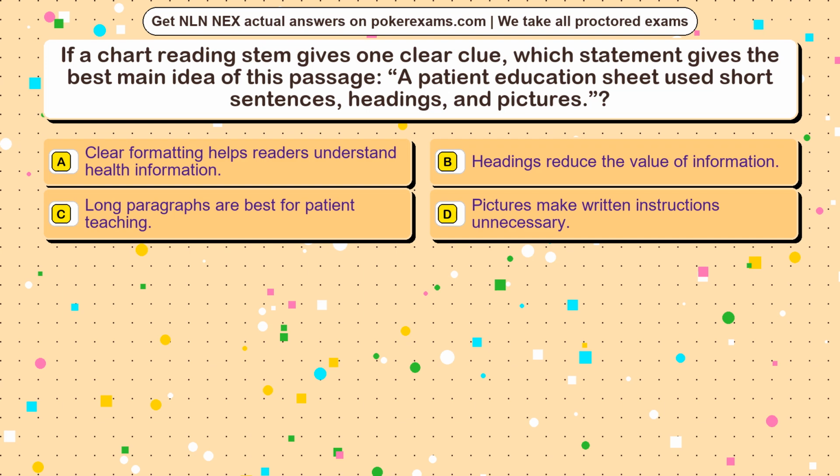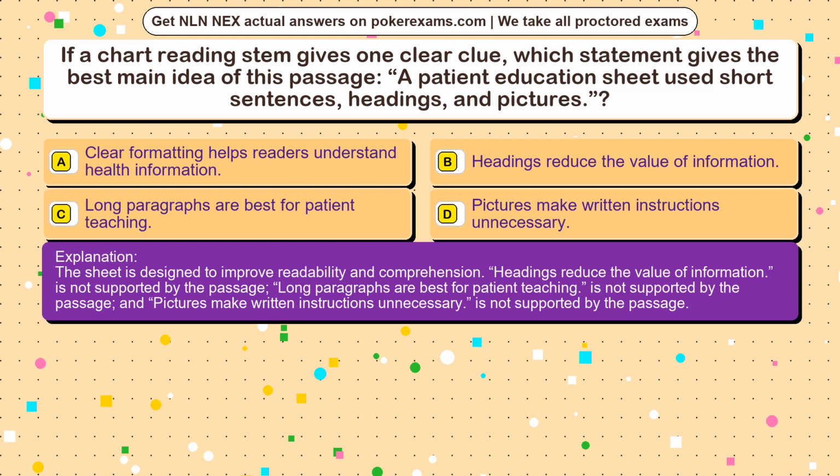The correct answer is option A. The sheet is designed to improve readability and comprehension. Headings reduce the value of information, is not supported by the passage. Long paragraphs are best for patient teaching, is not supported by the passage. And pictures make written instructions unnecessary, is not supported by the passage.